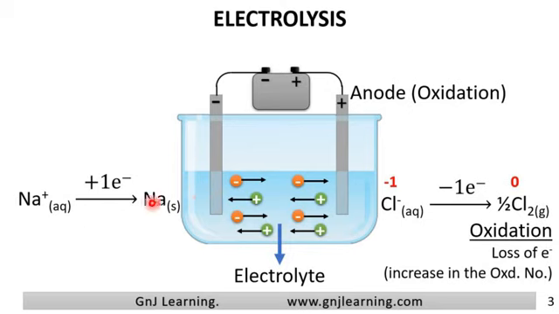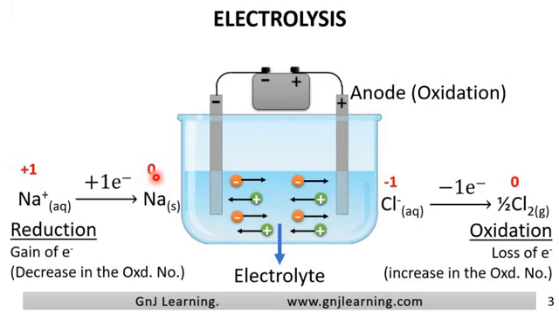So this is what is happening here. Na+ at the electrode will receive one electron and become Na metal. So if you look into the process, it has gained the electron. And if you look into the oxidation number, there is a reduction in the oxidation number. So +1 has reduced to 0. Then the process is called reduction. So reduction is defined as gaining of electron, or it can be identified by a decrease in the oxidation number, because it is receiving a negatively charged electron.